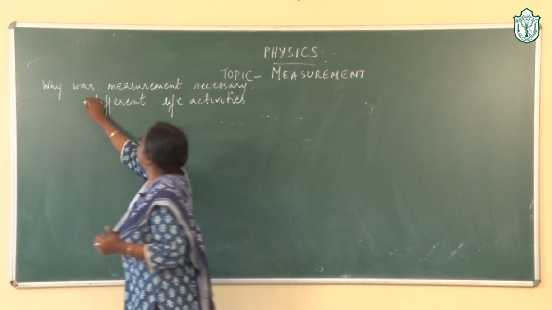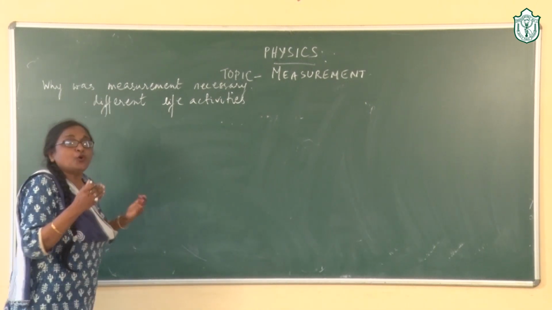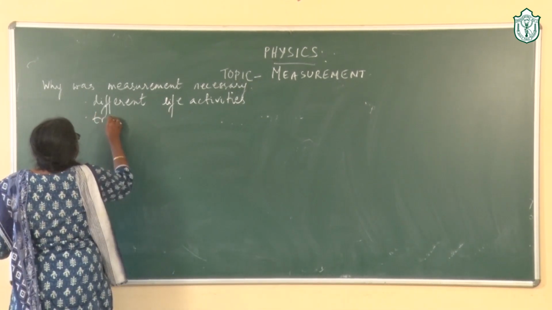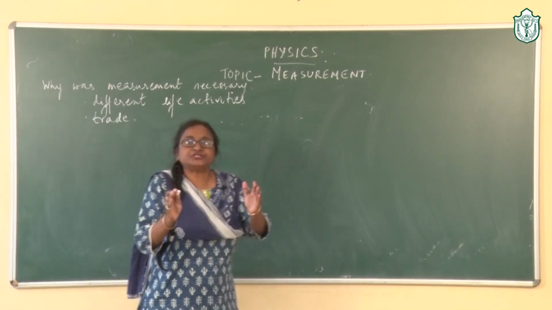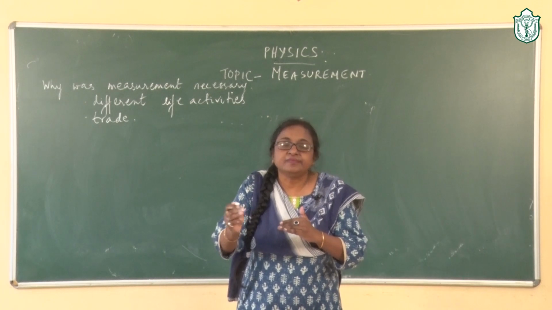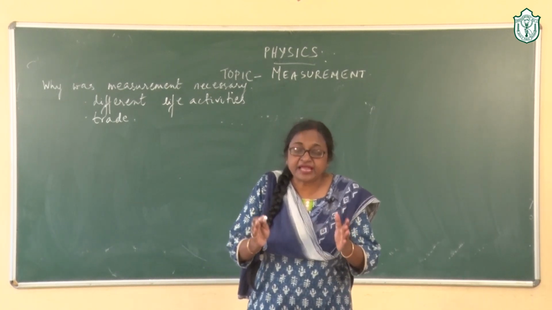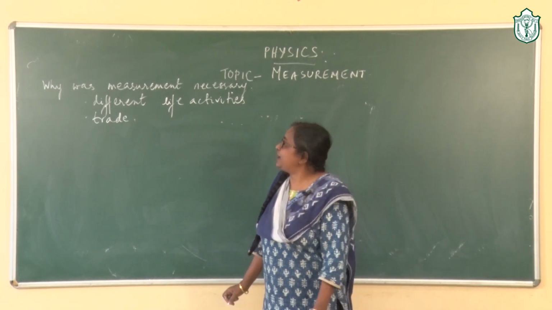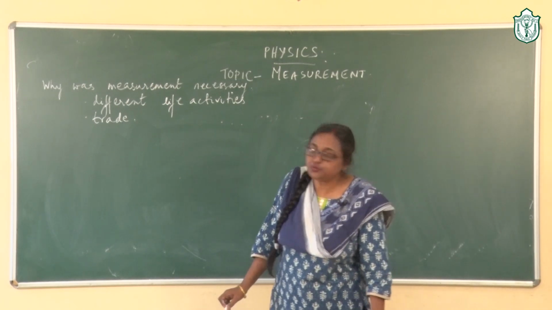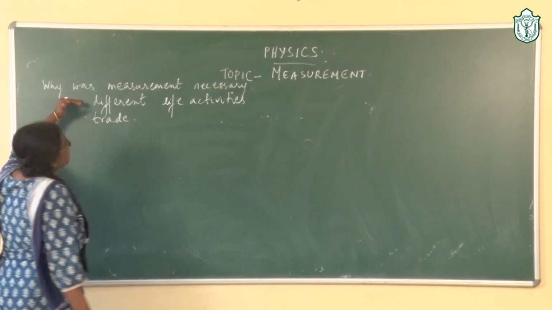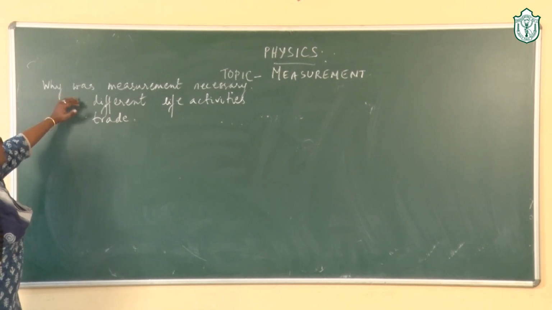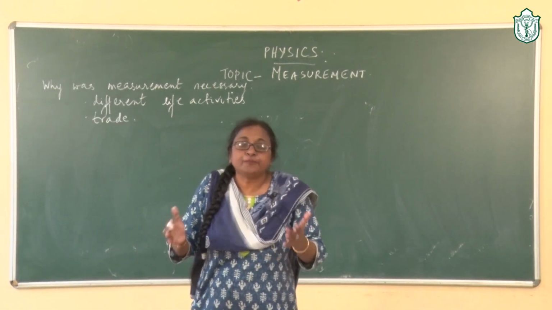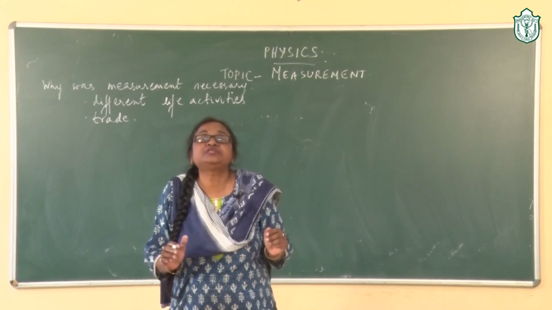and more essentially when people had got into trade with others, they needed to measure because they had to pay and the payment had to be done in exact amount. Okay, now how do we measure? So we understand from here, let us go back. Measurement was necessary because different life activities propelled the masses to take measurement.